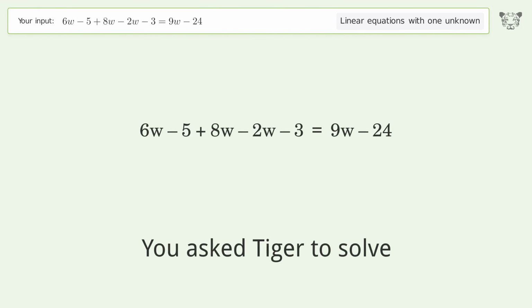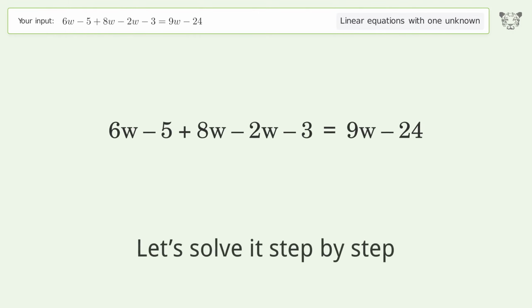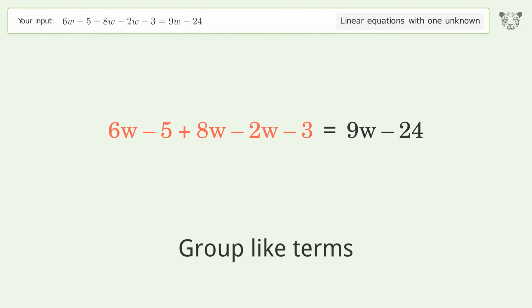You ask Tiger to solve this. This deals with linear equations with one unknown. The final result is w equals -16/3. Let's solve it step by step. Simplify the expression. Group like terms.